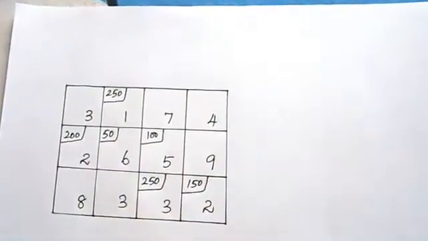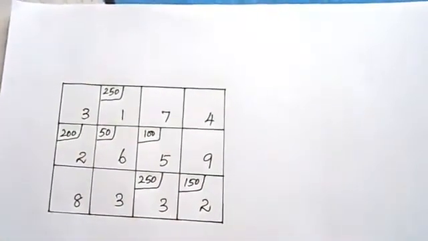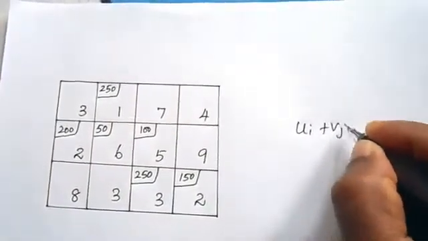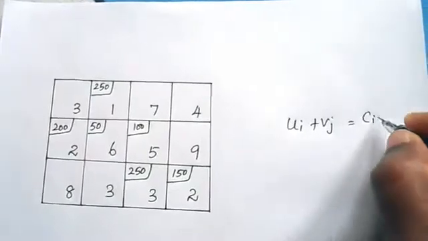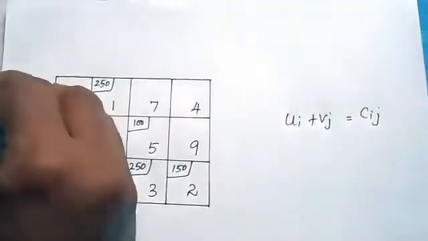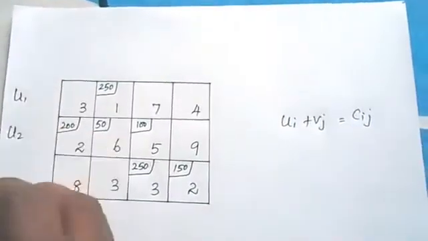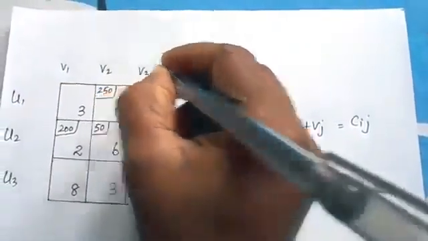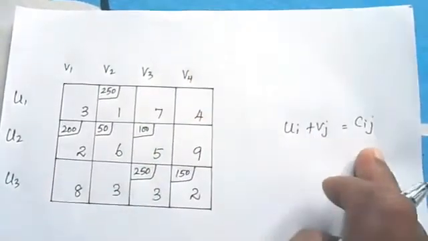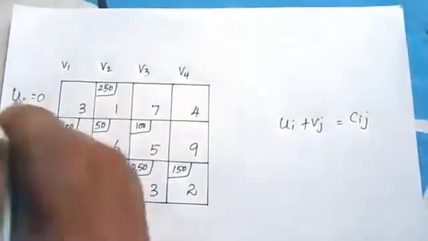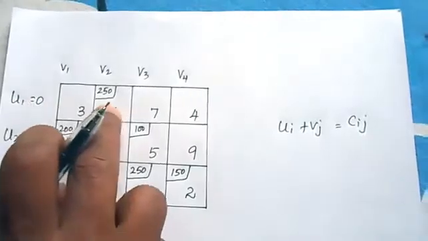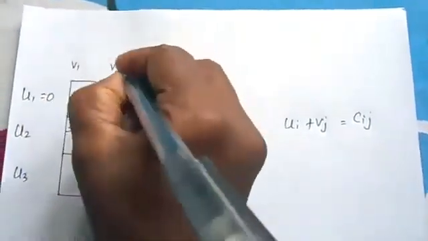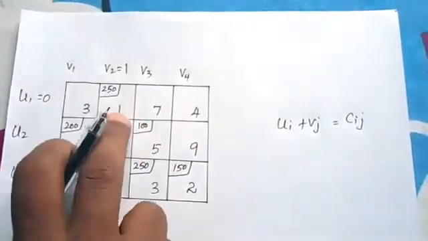Okay. So now you have to find the U and V values with the help of this formula: Ui plus Vj is equal to Cij. Now we have to find U1, U2, U3, V1, V2, V3 and V4 with this formula. U1 is always 0. Assume U1 is 0. For the allocated cell, you need to find 1. So U plus V is equal to 1. So V2 is equal to 1. 0 plus 1 is equal to 1.